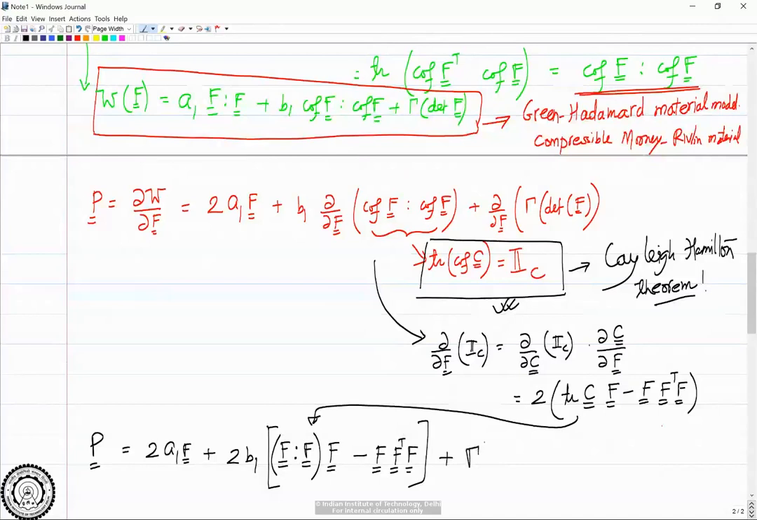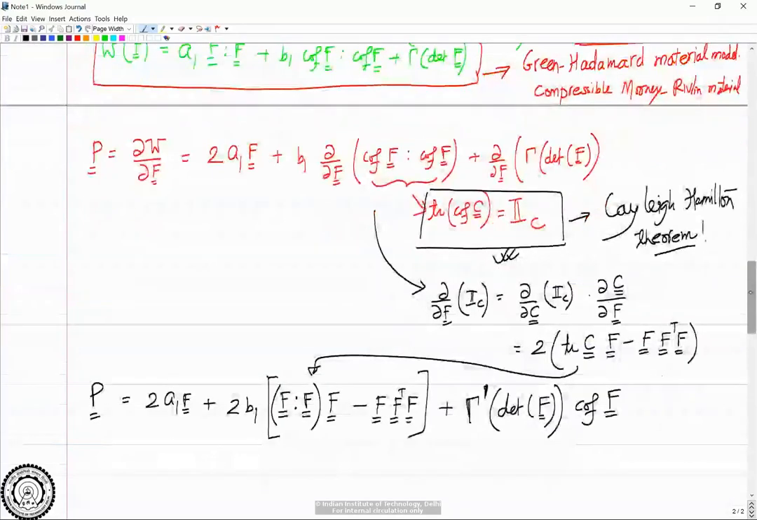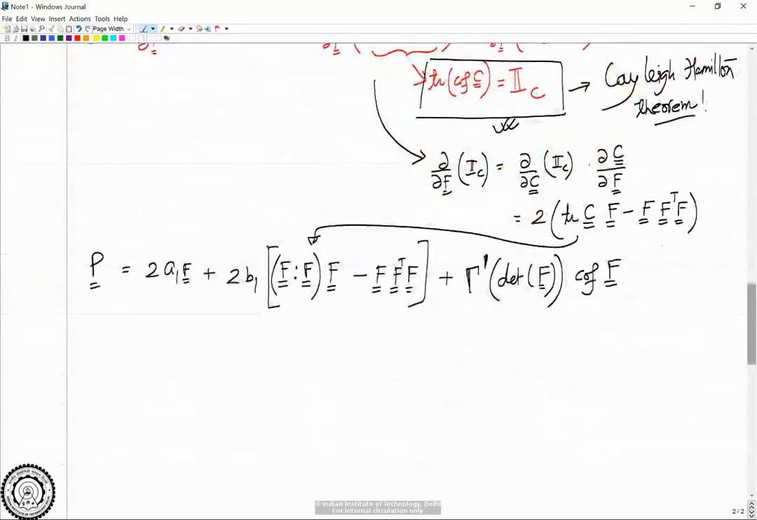So this is then gamma prime of det F into the derivative of det F with respect to F, which is nothing but the cofactor of F, right? Det F into F inverse transpose. So that's your Piola-Kirchhoff in terms of big F for Green-Hadamard material or compressible Mooney-Rivlin. And when you further set B1 equal to 0, then what you get is the compressible neo-Hookean model.